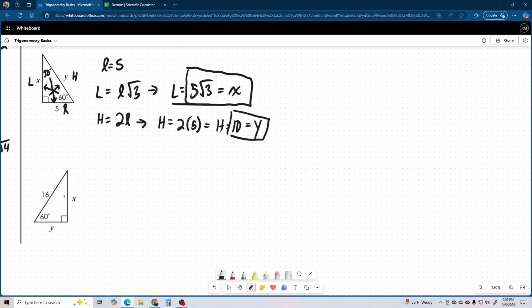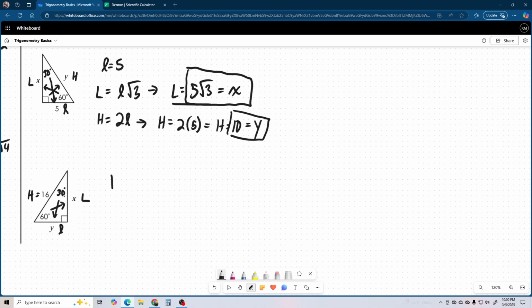All right, so let's go and give it a shot. So first of all, identify our parts. We know this is the 30 degree because they gave us the 60. So let's identify our y is going to be our little leg. Our x is going to be our long leg. And then our 16 is our hypotenuse. So in this case, they gave us the hypotenuse, right? That's the piece we know. So that's where we're going to have to start. We're going to have to start with that hypotenuse equation.